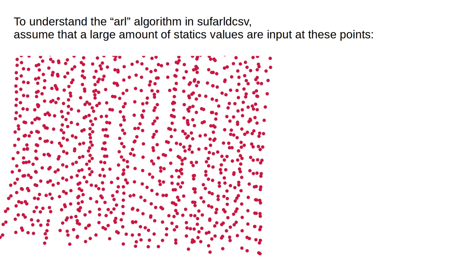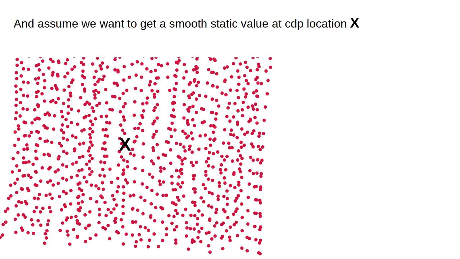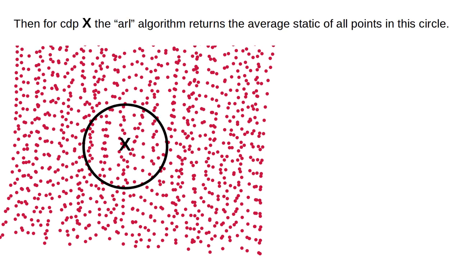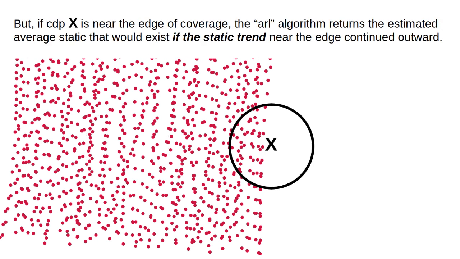To understand the ARL algorithm in SUFARLDCSV, assume that a large amount of static values are input at these locations. And assume we want to get a smooth static value at CDP location X. Then, for CDP X, the ARL algorithm returns the average static of all points in this circle. But if CDP X is near the edge of coverage, the ARL algorithm returns the estimated average static that would exist if the static trend near the edge continued outward.